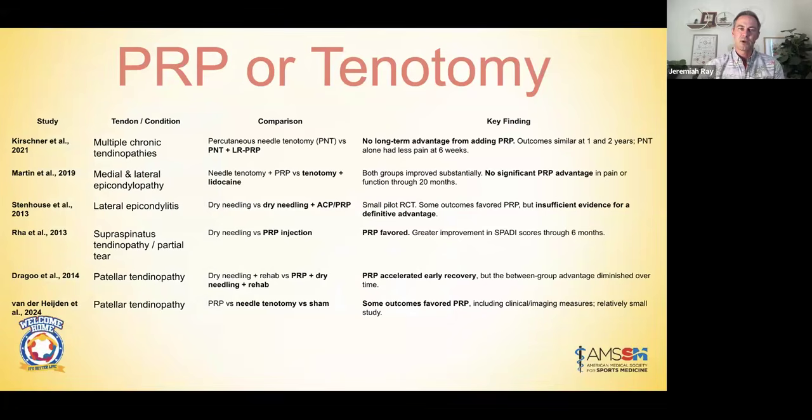This is a little bit of a side quest, but a relevant side quest. This is a table looking at PRP for tendon issues versus just a needle tenotomy. But what I want to highlight here is that either way, with a PRP or a tenotomy or a PRP with a tenotomy, you're poking some really sensitive tissues.